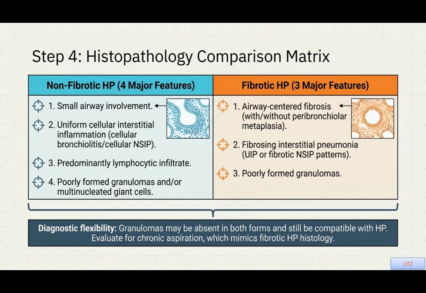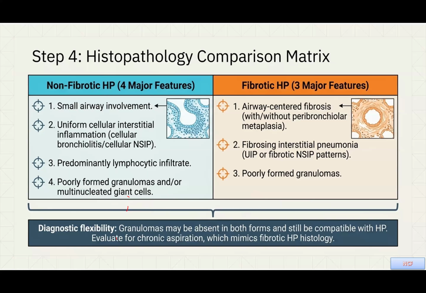So in non-fibrotic HP histopathology, you will find four main features: small airway involvement, uniform cellular interstitial inflammation, that is cellular bronchiolitis, cellular NSIP. You will find predominantly lymphocytic infiltrates and poorly formed granulomas and or multinucleated giant cells. In fibrotic HP, there are three main features you will see. One is airway-centered fibrosis with or without peribronchiolar metaplasia. So generally, you will find fibrosis centered around the airways, and peribronchiolar metaplasia can be present or can be absent.